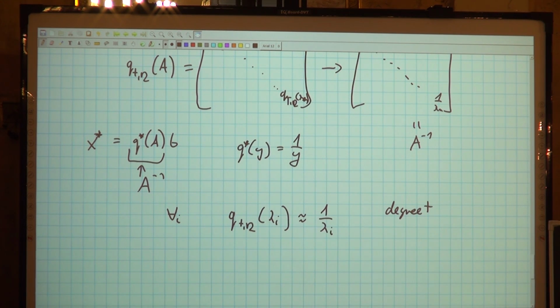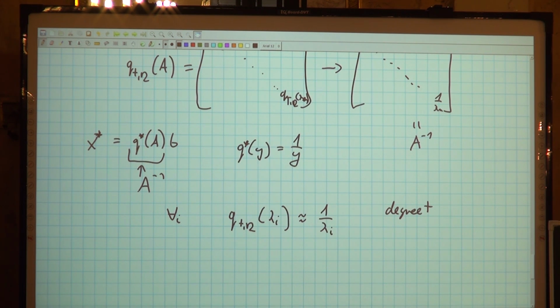So now, the optimization problem. If I could just take a polynomial of degree t, compute it in terms of matrix A, and apply it to my vector B, I ask myself, what is the best polynomial to use here?